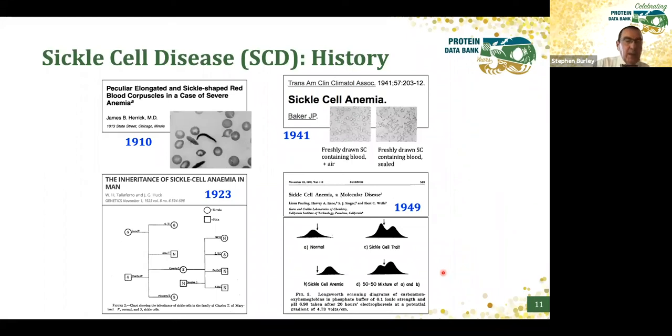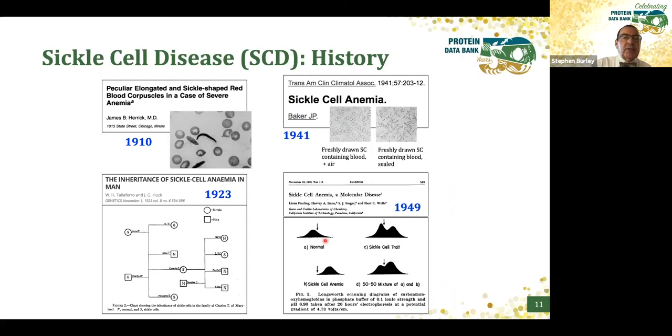Now, let me change topics and focus on the story of sickle cell disease, and I'll start with a brief historical introduction, because this actually was the very first molecular disease to be defined in the scientific literature.